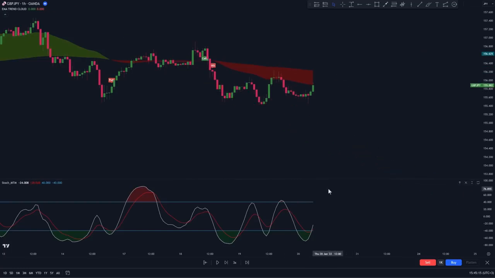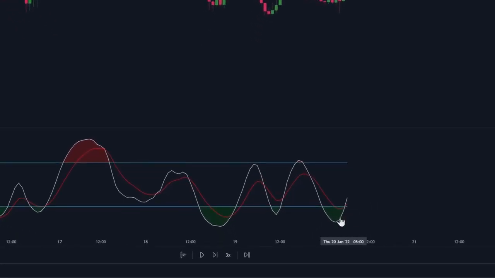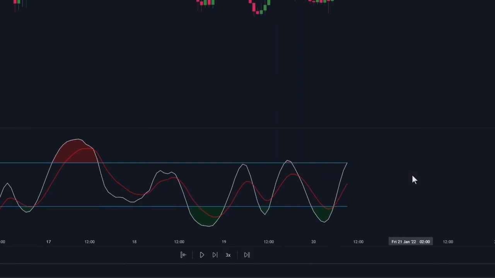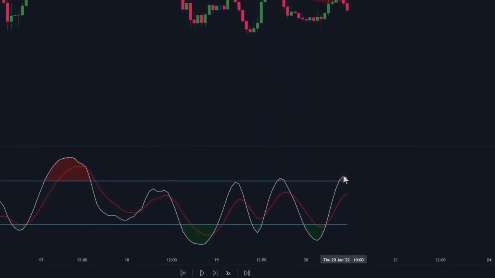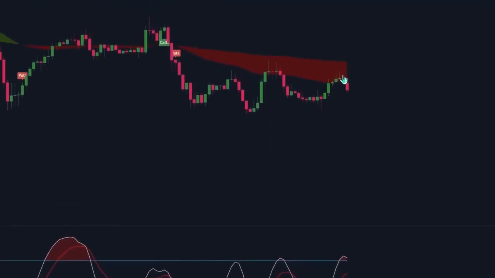Second, we want a pullback to happen within this bearish trend. To confirm that, we're going to pay attention to the Stochastic Momentum Index. We're going to wait for the stochastic oscillator to go above the upper band of the Stochastic Momentum Index. This indicates that the market is in a pullback within this bearish trend. Third, during the pullback, the price should touch the EMA trend cloud without breaking and closing above it.